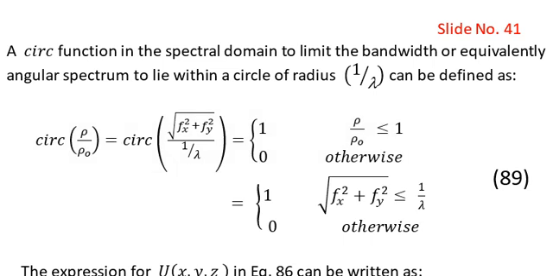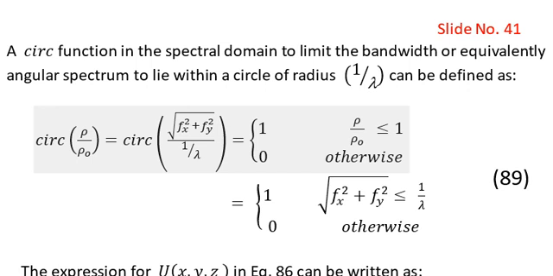A circ function in the spectral domain, to limit the bandwidth, or equivalently the angular spectrum, to lie within a circle of radius 1 over lambda, can be defined as follows. Here we are giving the circ definition. Again we have used circ of rho over rho naught. What is rho over rho naught? Rho over rho naught are the parameters of the polar coordinate system in the Fourier domain. So rho is the variable of the polar coordinate system in the Fourier domain, and rho naught is the radius.